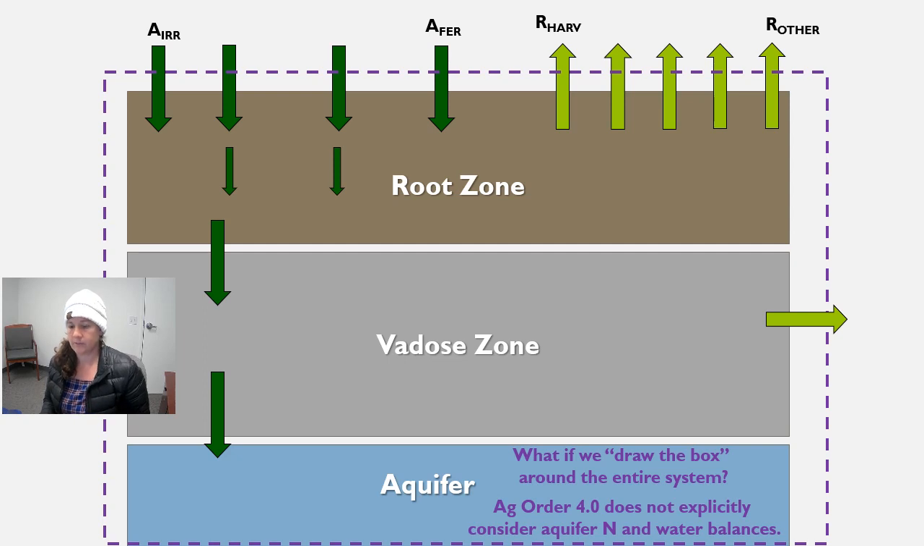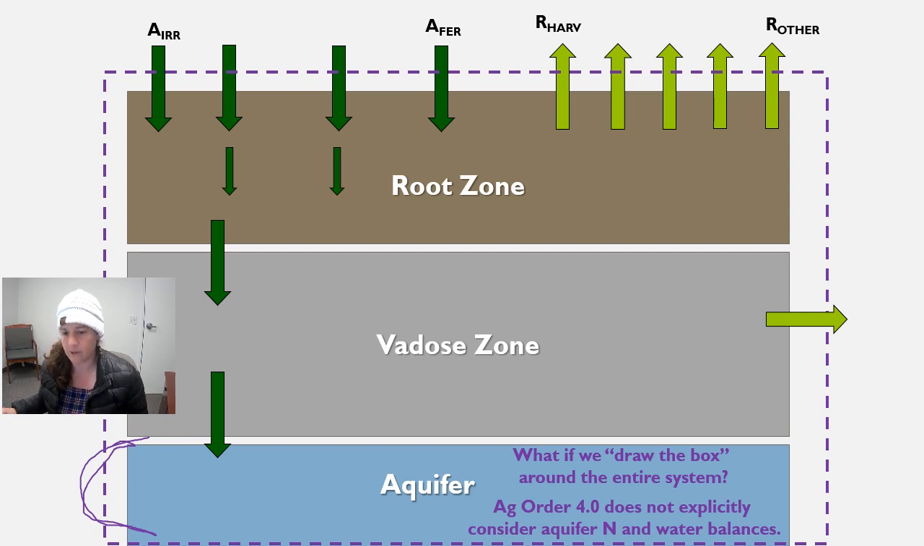So for the alternative compliance pathway, I'd really like to ask the question, what if we get a little more comprehensive and draw our box around the entire system? And whether or not it's feasible to do that explicitly in the formula, I don't know yet, but certainly our framework, I think, should really be reflecting nitrogen dynamics in the entire system, including the aquifer.